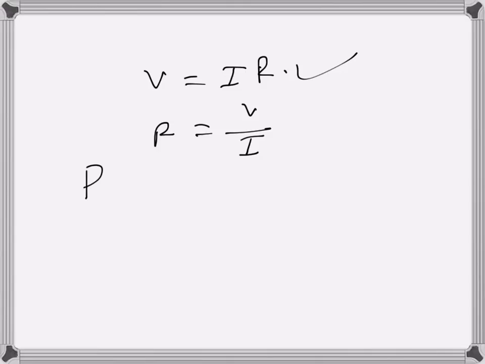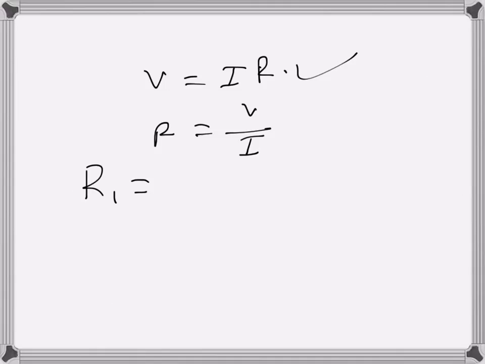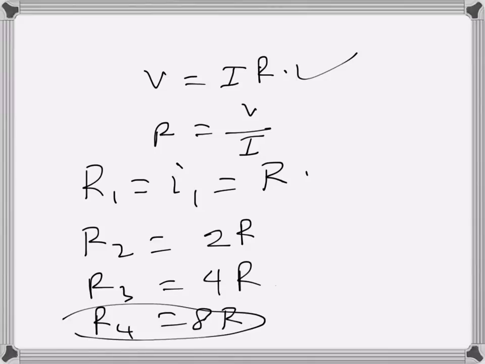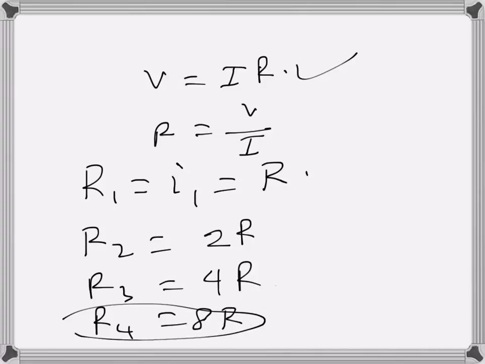So R1 corresponds to the current I1, and that is 8I. So let's say the resistance here is R. So R2 will be 2R, R3 will be 4R, and R4 will be 8R, just twice of that. Since R4 has the highest resistance, and R4 has the lowest current, 1/8 of the highest current one, which is the lowest resistance. So that's how it is.